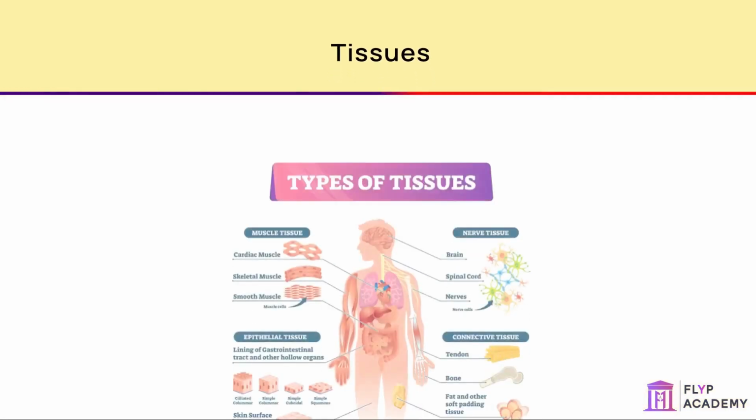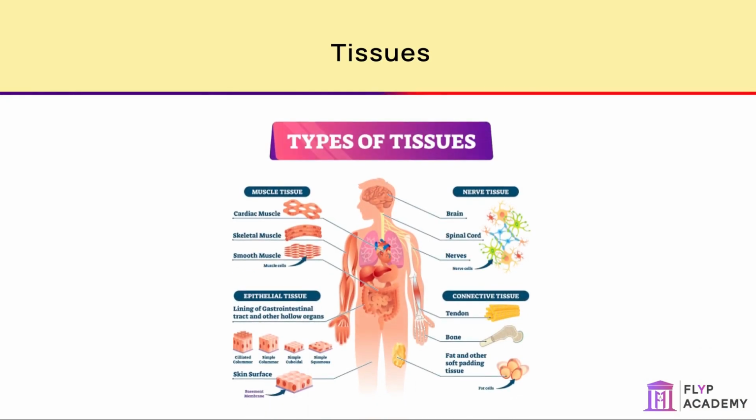If we use the human body as an example of an organism, we encounter many different tissues, such as epithelial tissue or skin, which is a covering, muscle, which contracts and relaxes to enable movement, nerve tissue, which carries electrical impulses.